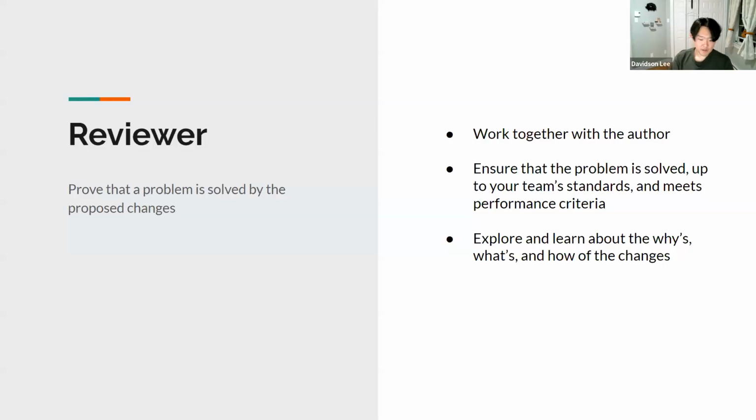So, a reviewer in a code review. We've talked a little bit about it from the author's perspective, but as a reviewer, you can consider yourself a person whose sole job is to prove that a problem is solved by the proposed changes. So you're on the other side of the coin. You need to work together with the author, because the author is the one who wrote those changes, and you need to ensure that the problem is solved up to your team standards and meets performance criteria.